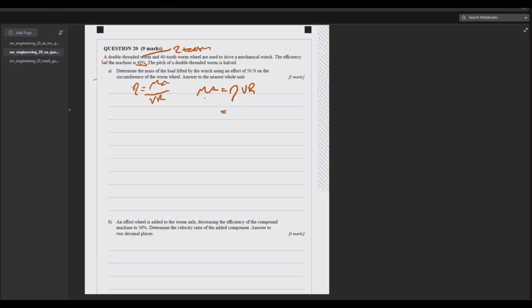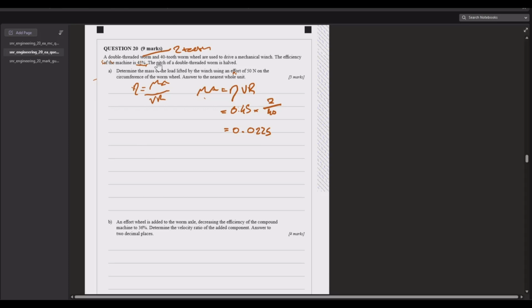Okay, so it says here that the effort is on the worm wheel, so it's going to be 0.45 times 2 over 40, which gives us a very small number of 0.0225. Huh? Oh!